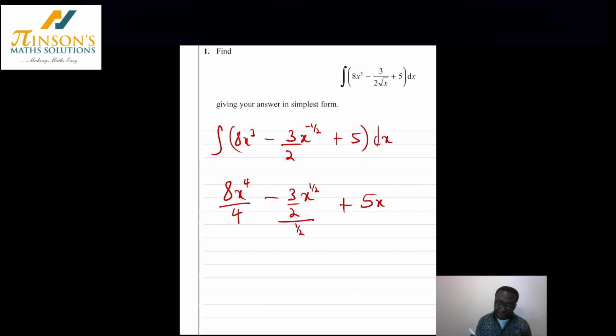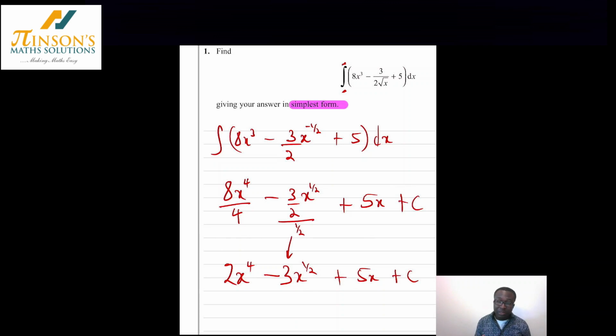Don't forget, this is an indefinite integral. There are no numbers, so we need to add our c, which is our constant. Now the question says we should make sure our answer is in the simplest form. I'm sure you will agree with me, this is not in the simplest form, so we need to simplify our answer, and the first part will be 2x to the 4. Now the second part will be 6 over 2, which is just going to be 3. So we're going to have minus 3x to the half, and then add 5x and c. Of course, if you're not sure how I converted that to 3, put it in your calculator, it will do the work for you. So this will be our final answer.